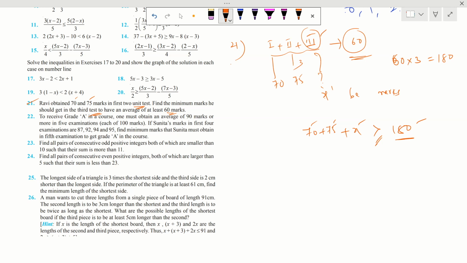Then if we solve this one, 70 plus 75, how much will it be? It will be 145, right? Just one second.